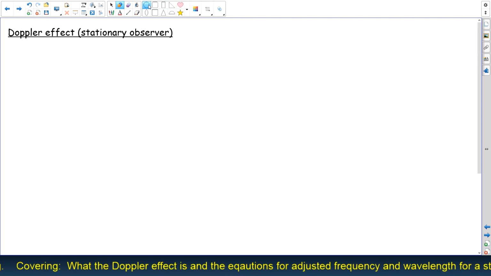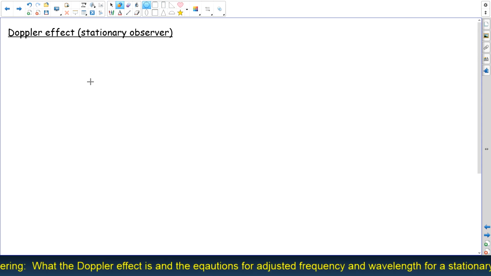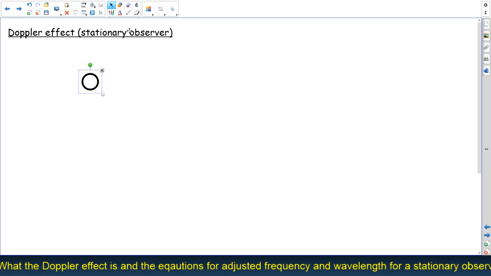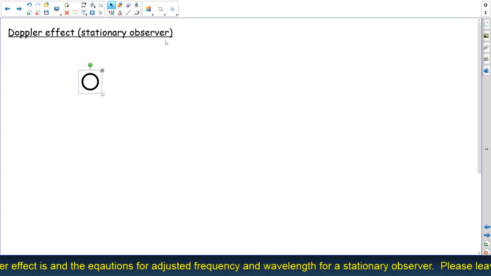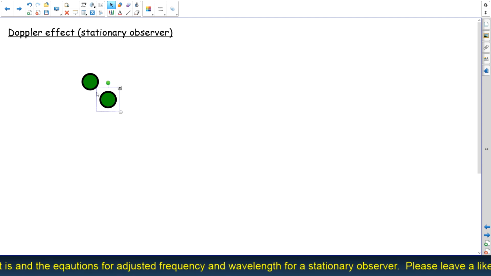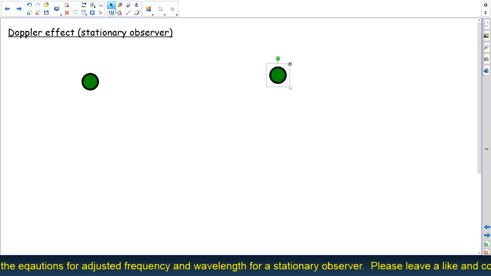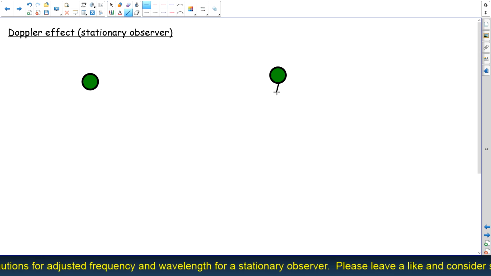Let's get ourselves set up with a similar diagram to what we had the last time. We're going to have an object that's doing some emitting. We'll make it a little bit less of an aggressive color, a little green. And then we'll have an object that's doing the observing. I see no reason why we can't have this as a little green alien.